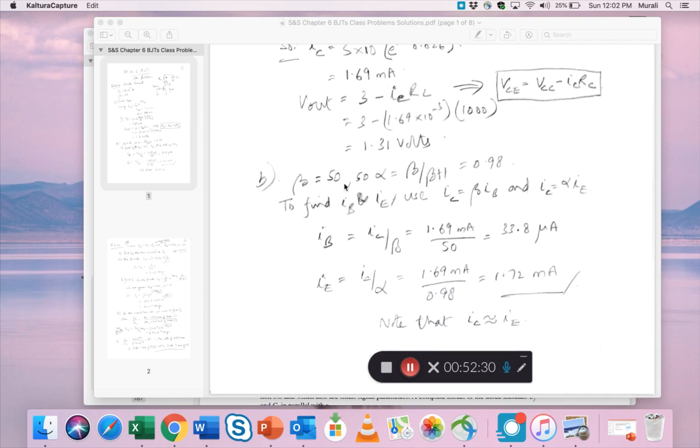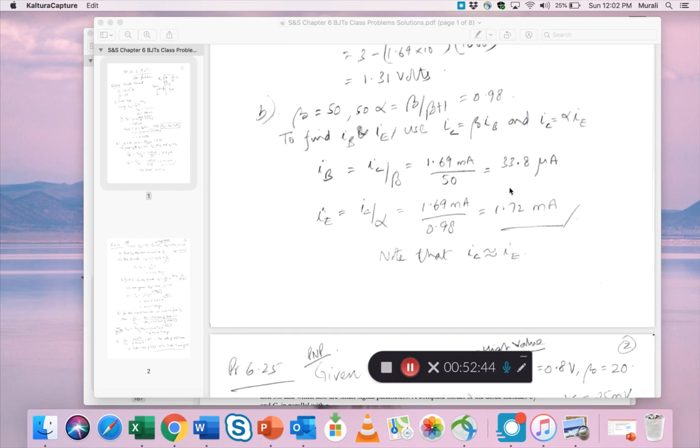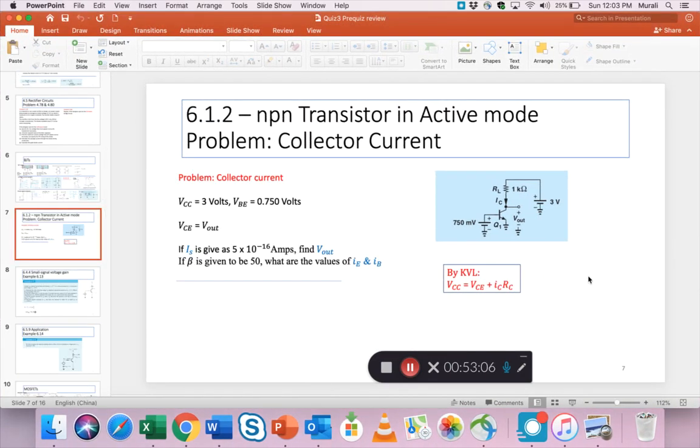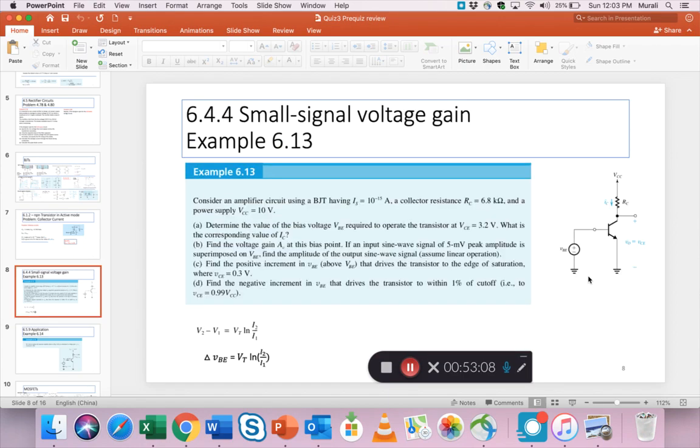Then part B says beta is given, so we know alpha, and so find IB and IE. Because we have IC is beta times IB and IC is alpha times IE, we know these relationships. Using that, you can find IB and IE. Note that IC is always approximately equal to IE because it's only slightly different based on alpha. All right, so that was the one problem I wanted to look at. Let's see what more we have. We have a couple more problems to look at.